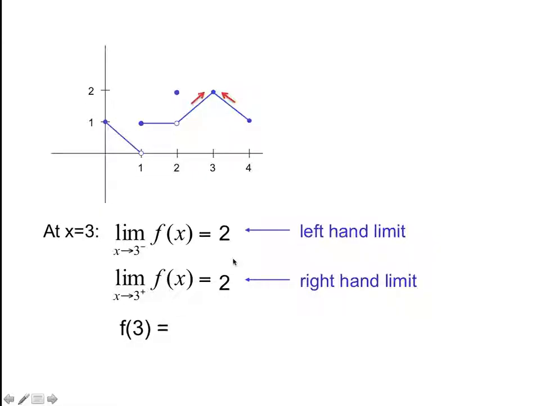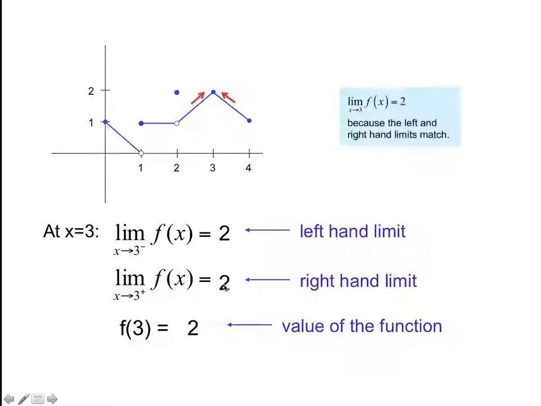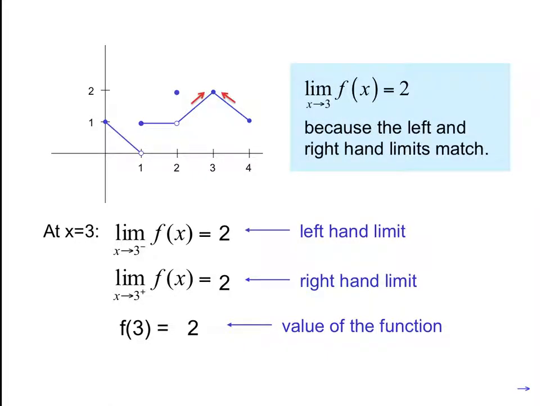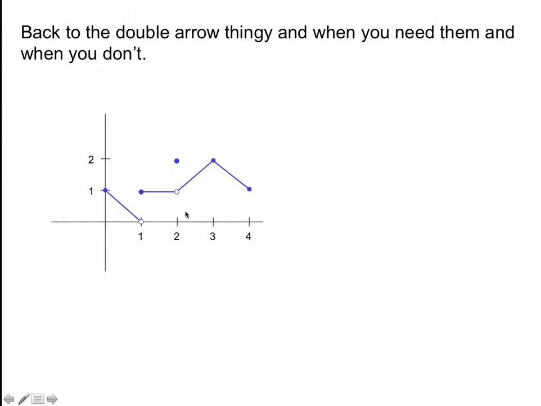And our function value also happens to be 2. When x is equal to 3, our function value is 2. It's because these two are the same that the limit exists, and the limit is 2. Okay, we also have a function value of 2, so everything comes together nicely there.